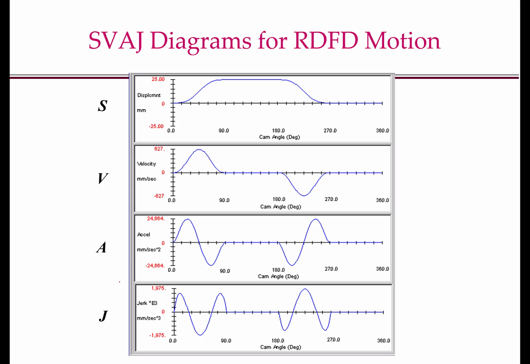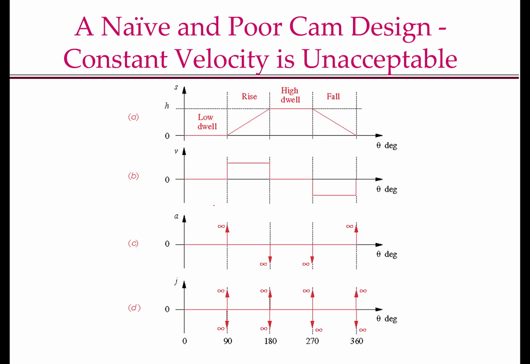This is an example of what an SVAJ diagram would look like. This portion here is the rise, this portion is the high dwell, this portion is the fall, and this portion here is the low dwell. At this point, what I want you to take away from these diagrams is that these curves are continuous functions of time or theta. And our goal is to design these curves so that these continuity properties hold. Now let us look at some intuitive ways to design these curves, which are incorrect in the sense that they will not satisfy the continuity requirements.